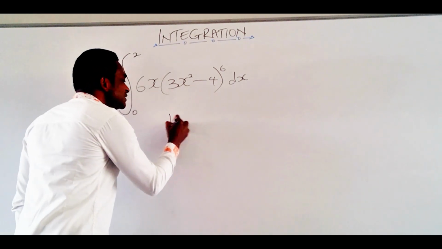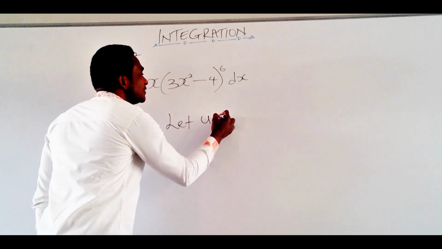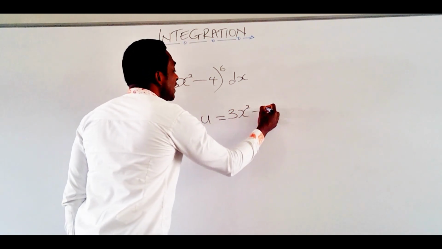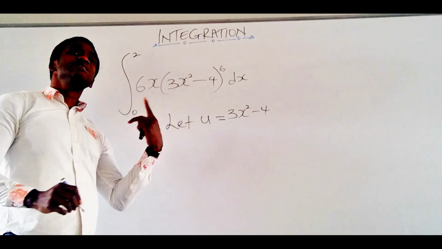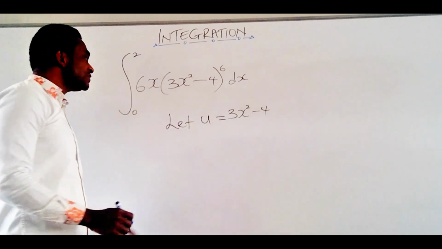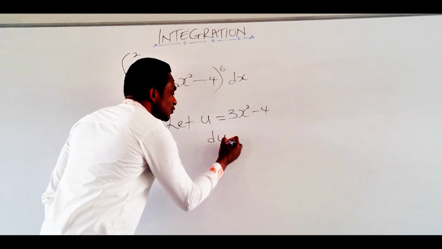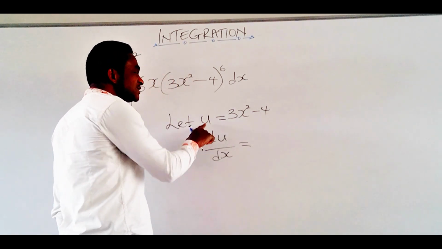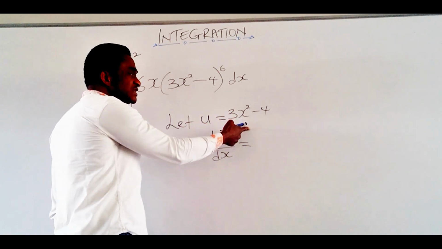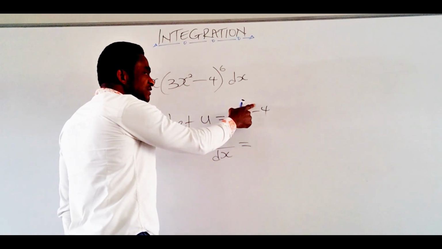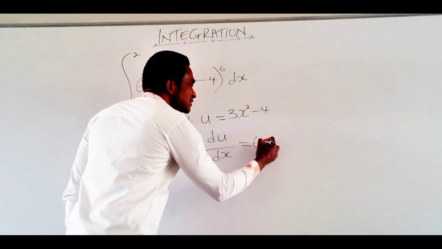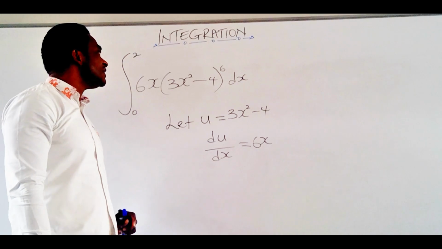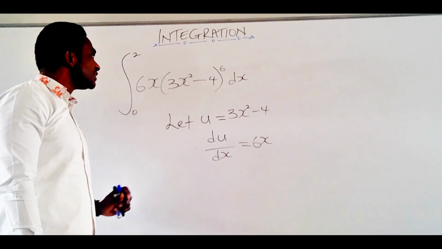Now, what do we do? First of all, we take the content of the bracket and we say let U equal 3x squared minus 4. And now we differentiate. We differentiate U with respect to x, so dU over dx. If we differentiate this, we have 6x. The derivative of a constant is 0. So dU over dx is 6x.